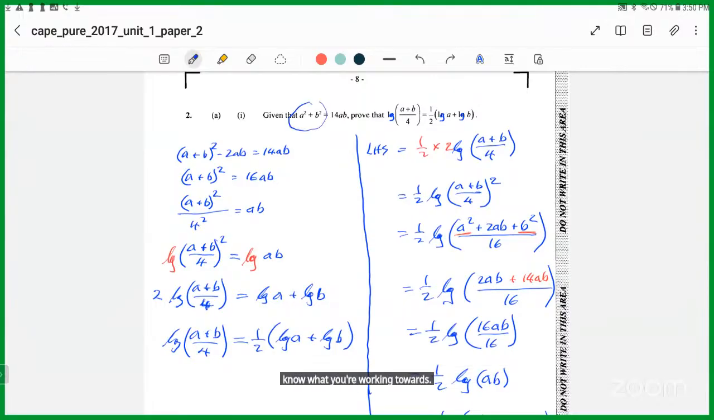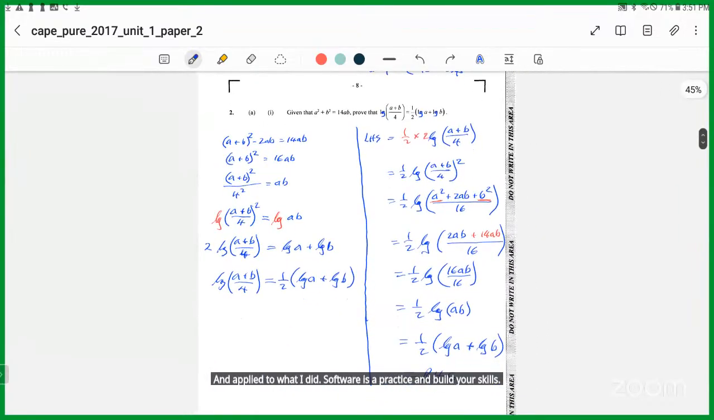You have a square up here. I need this to become a square. I need to square it. To get a square up here, I put a 2 out here and half it back, then apply the 2. That is what I did. So stuff like this, you practice and build your skills doing these things.